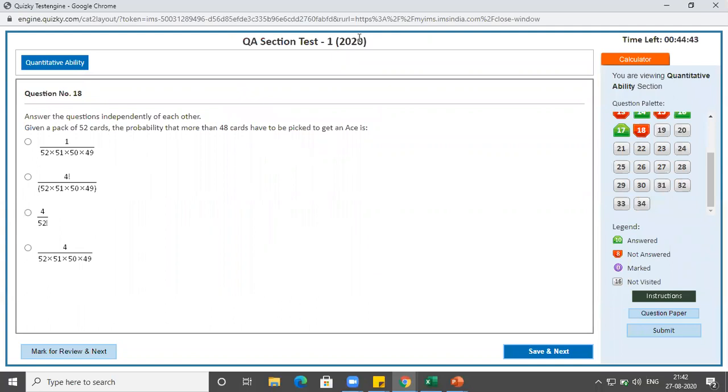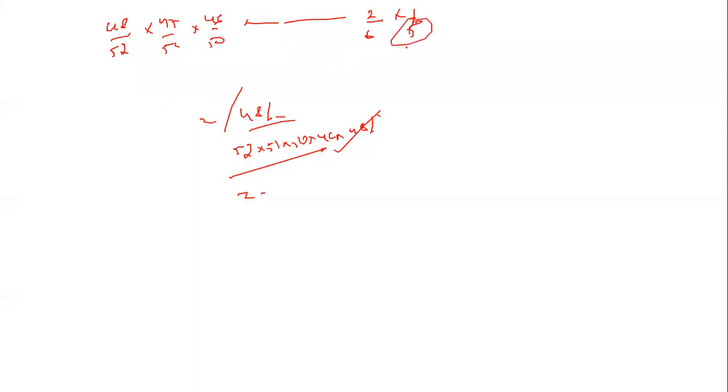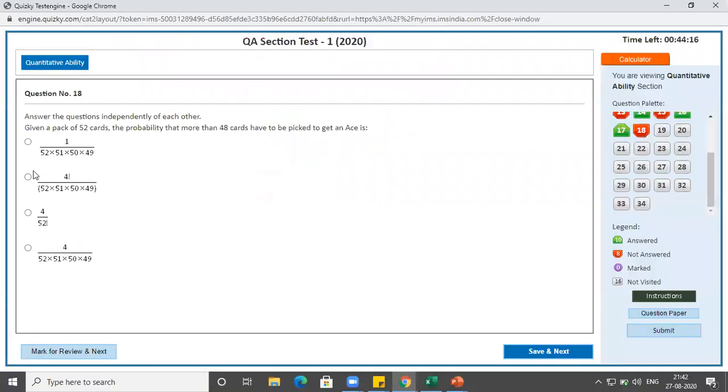52, because the probability more than have to be picked to get an ace, right? 48, but this 48 factorial, 52 factorial, 48 into 4 factorial. Now we have 5, so this will come to the numerator. 4 factorial upon 52 into 51 into, okay, option B.